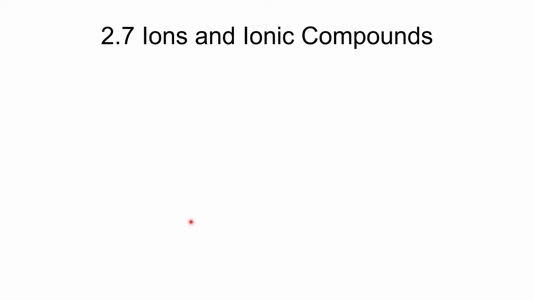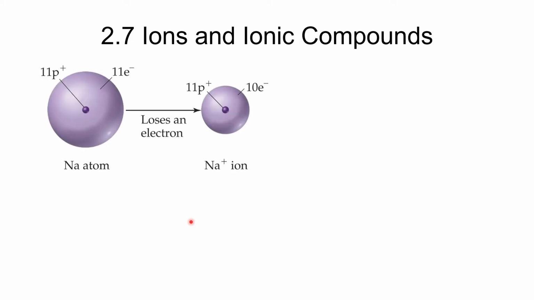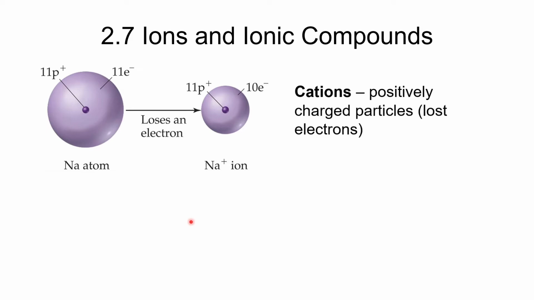All right, ions and ionic compounds. Now what we want to do is look at what happens when atoms lose or gain electrons. For example, the atom sodium tends to lose an electron, and when it does, it becomes a positively charged particle, and we call positively charged particles cations. Please note that cation has a hard T sound, so it is cation. Sometimes people look at that and think, what's a cation? No, it is a cation, a positively charged particle.